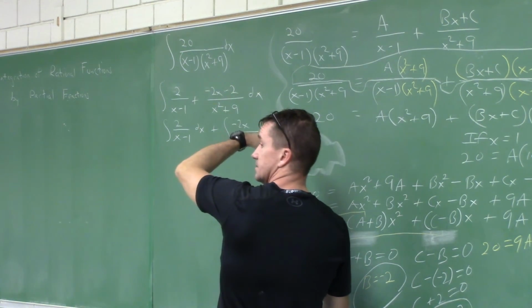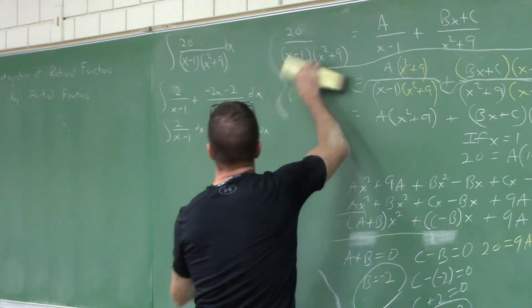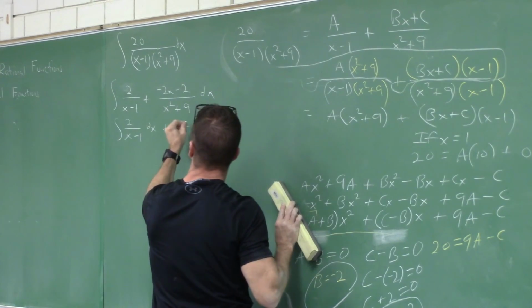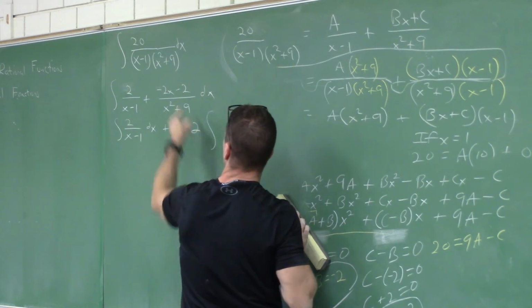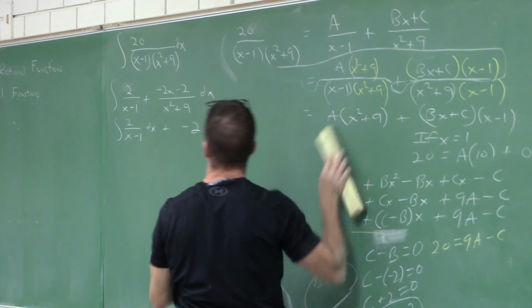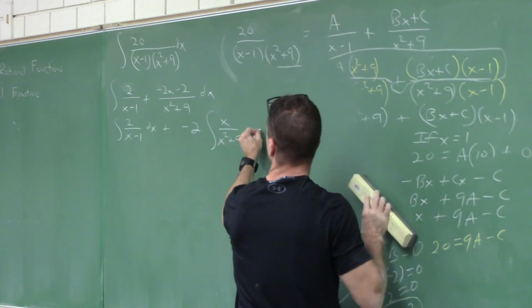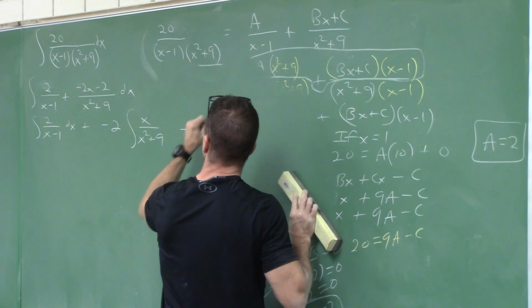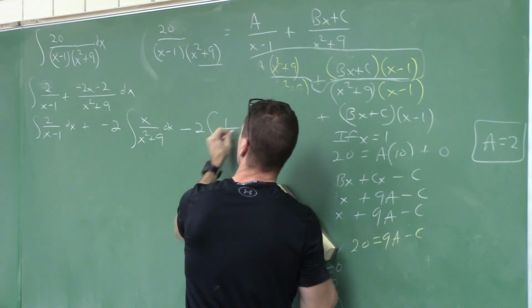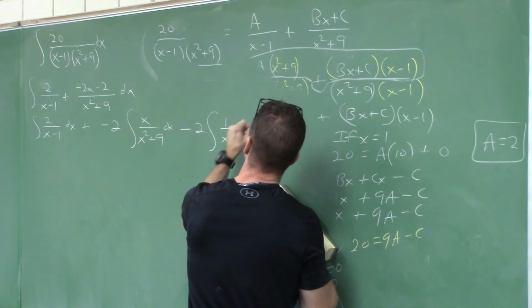Everyone okay if I erase? All right. Can we get some room? I'm going to use your suggestion. You're saying put plus negative 2 integral of x over the x squared plus 9. And then again, what's the last part? Minus 2 times the integral of, what would this be? 1 over x squared plus 9.